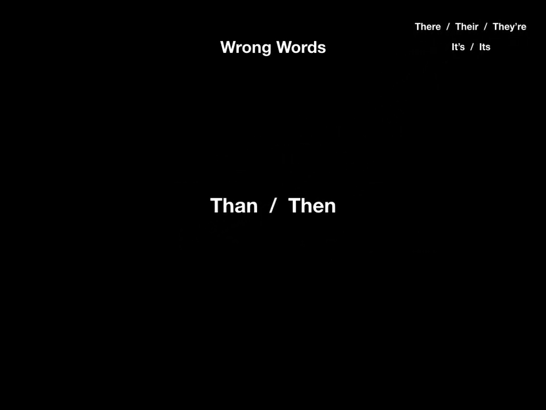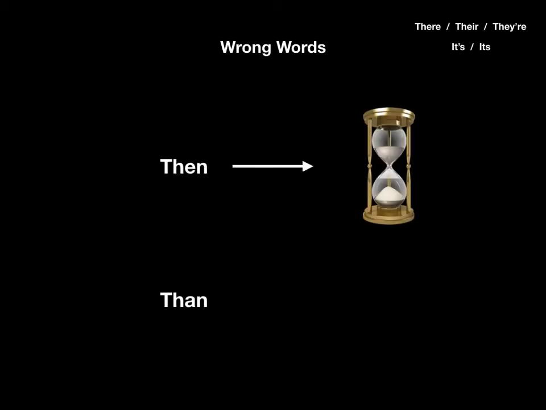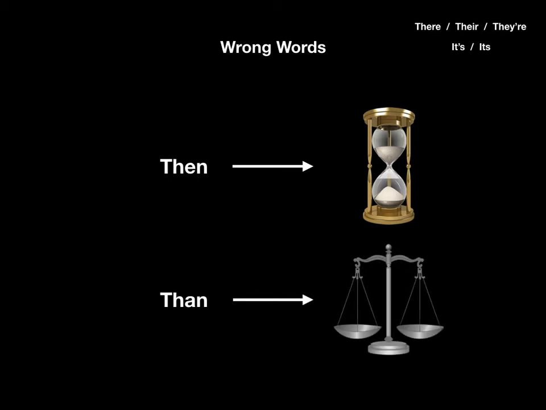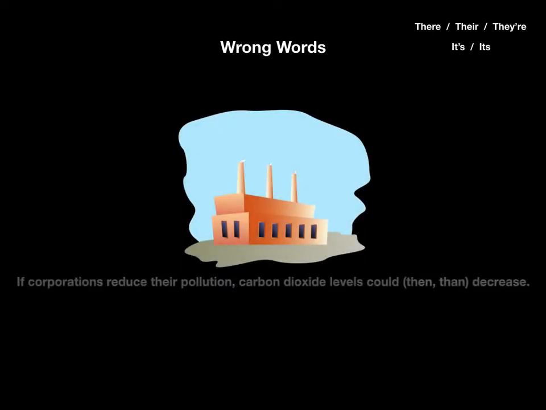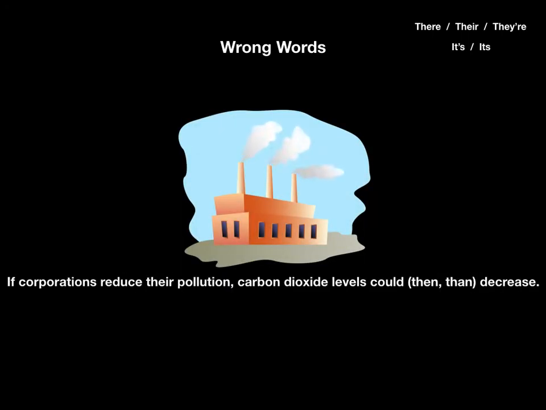Now that we have looked at its and it's, let's move on and examine than and then. Then, with an e, signifies time and usually means next. Than, with an a, signifies a comparison. Let's take a look at an example sentence. If corporations reduce their pollution, carbon dioxide levels could then decrease.